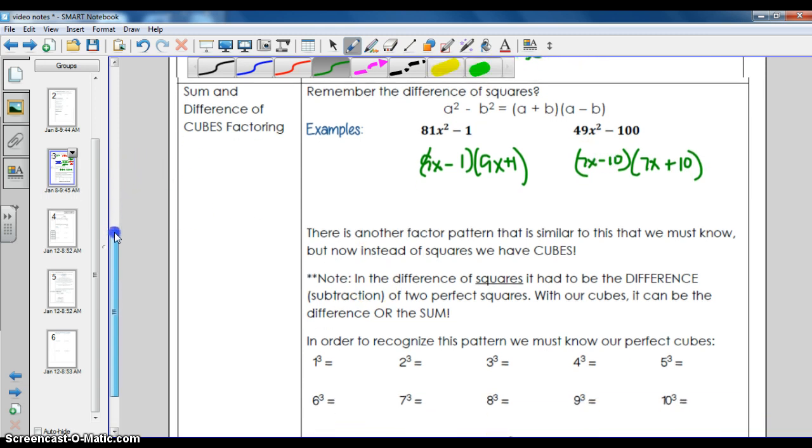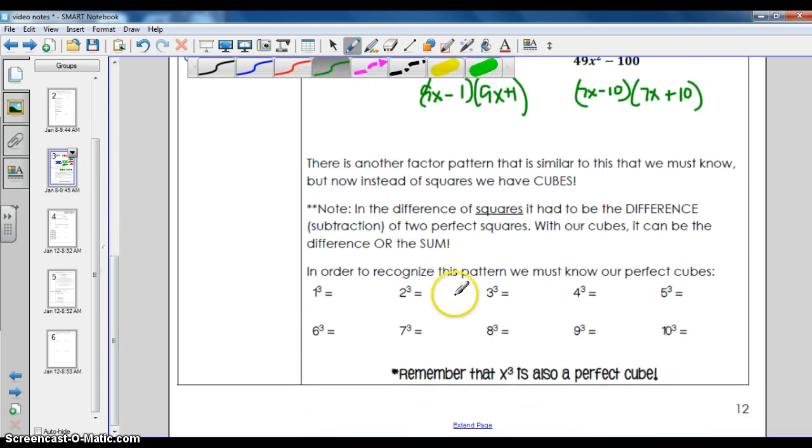So there is another factor pattern that's similar, but it is involving cubes, and we must know this one as well. In the difference of squares, it has to be the difference, subtraction of 2 perfect squares. But with cubes, we can actually have the difference or the sum. So let's review our cubes.